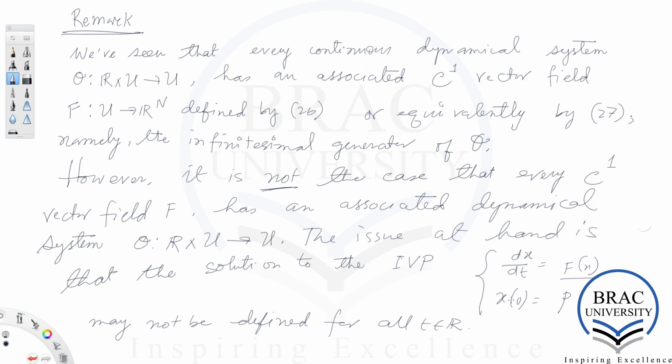In that case, you don't find a dynamical system associated with the C1 vector field. But if this IVP admits a global solution, you have an associated dynamical system for the C1 vector field. But whenever you have a dynamical system, you can always find a C1 vector field, which is the infinitesimal generator of the underlying dynamical system.